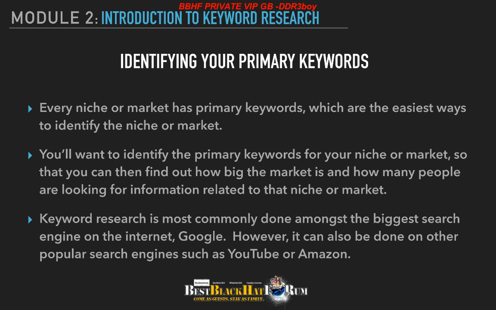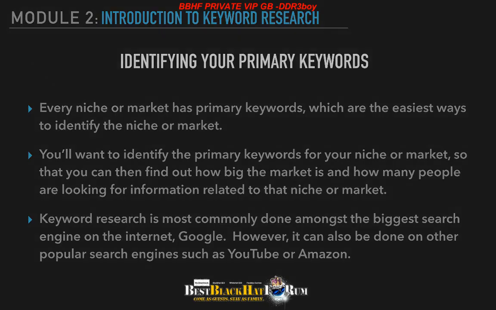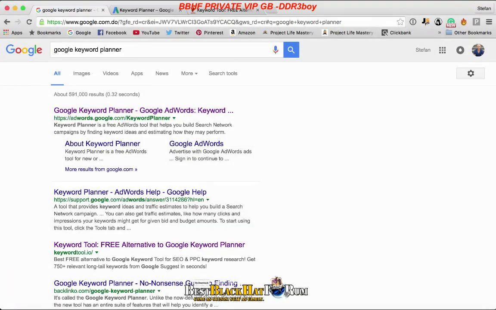And keyword research is most commonly done amongst the biggest search engine on the internet, which is Google. However, it can also be done on other popular search engines such as YouTube or Amazon. With that being said, let me now show you how to identify the primary keywords for the niche and markets that you're considering. Now, one of the best ways to do keyword research is by using a free tool that Google provides called Google Keyword Planner. And you can find it just by going to google.com and search for Google Keyword Planner, and it's typically the first one that shows up.